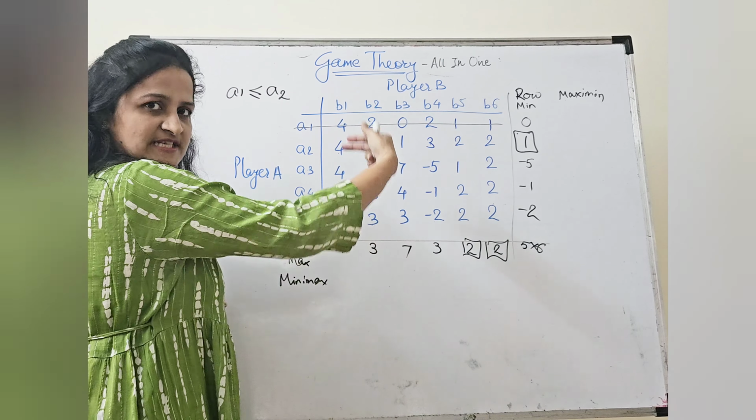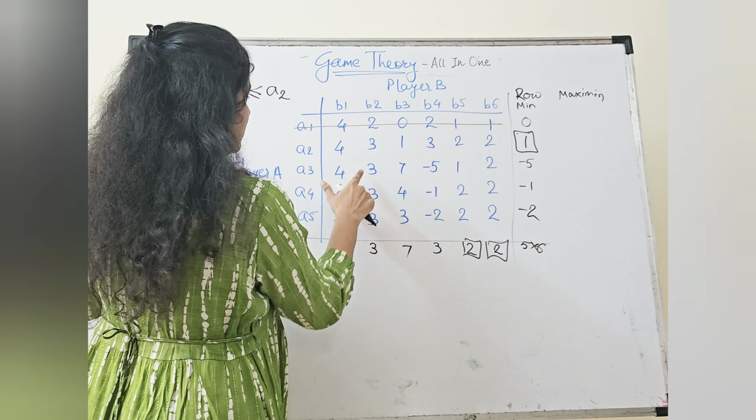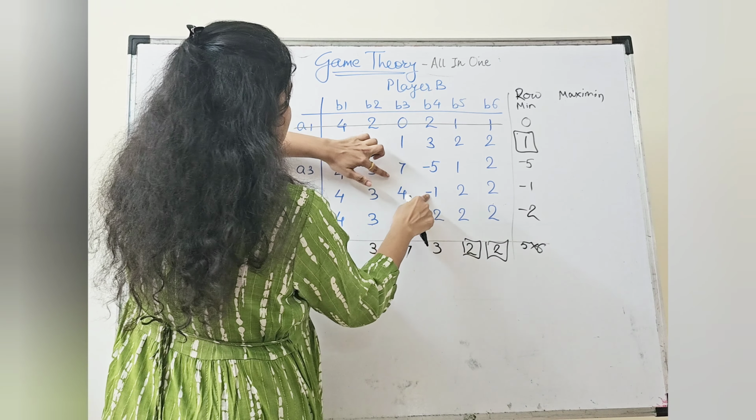Now A3 with the respective lower rows. So equal, this is smaller, but then here this is smaller.